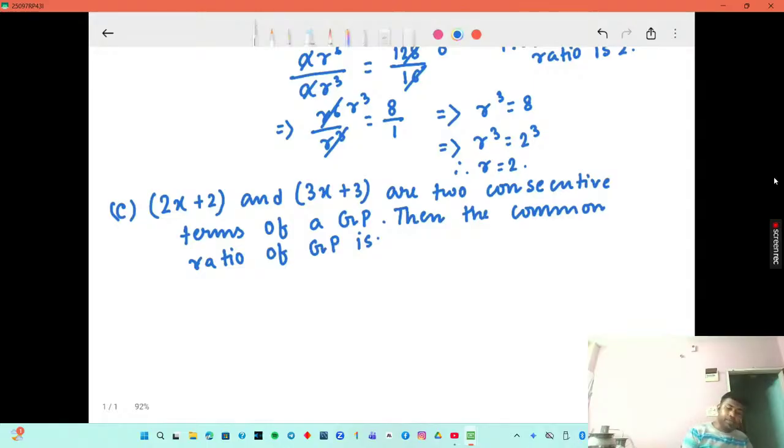Here there is a hook in this question. Here in this question it is defined as two consecutive terms. This is the main hook of this question. Okay.